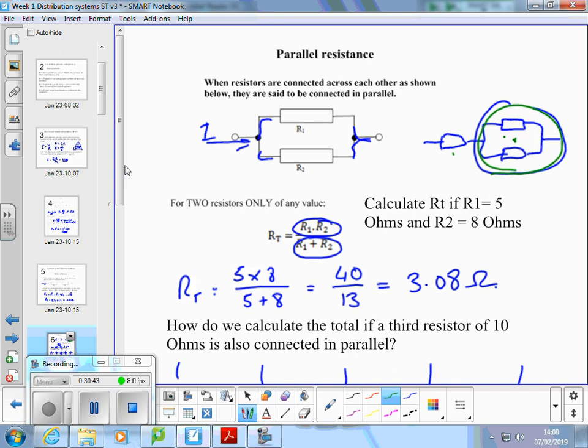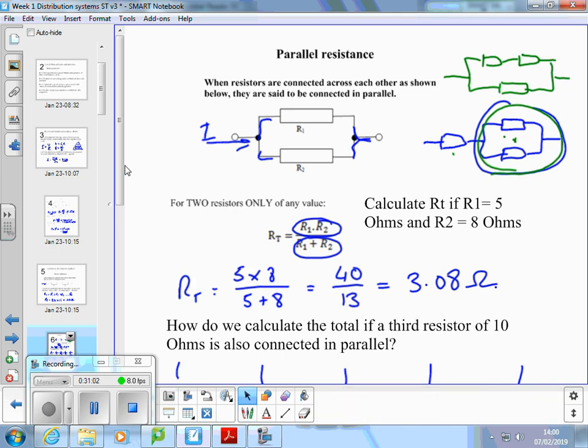Alright. The other type of combination is where you've got this: two in series in parallel with a third, and in that case you add those two together first and then parallel up the result with the third one. Alright? We'll have a go at that and I'll work through it if need be when we find out what calculations we need to do later on.